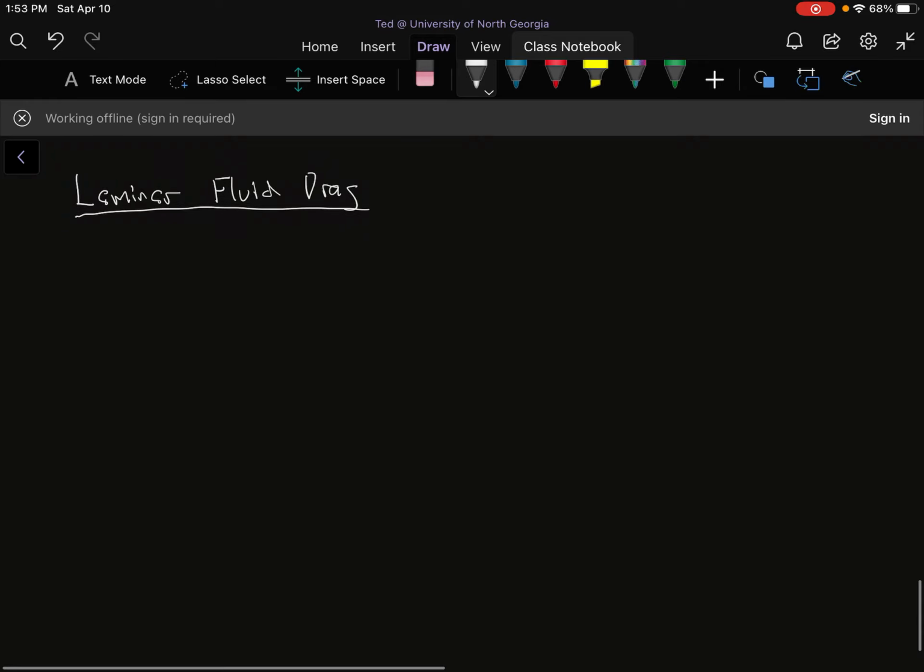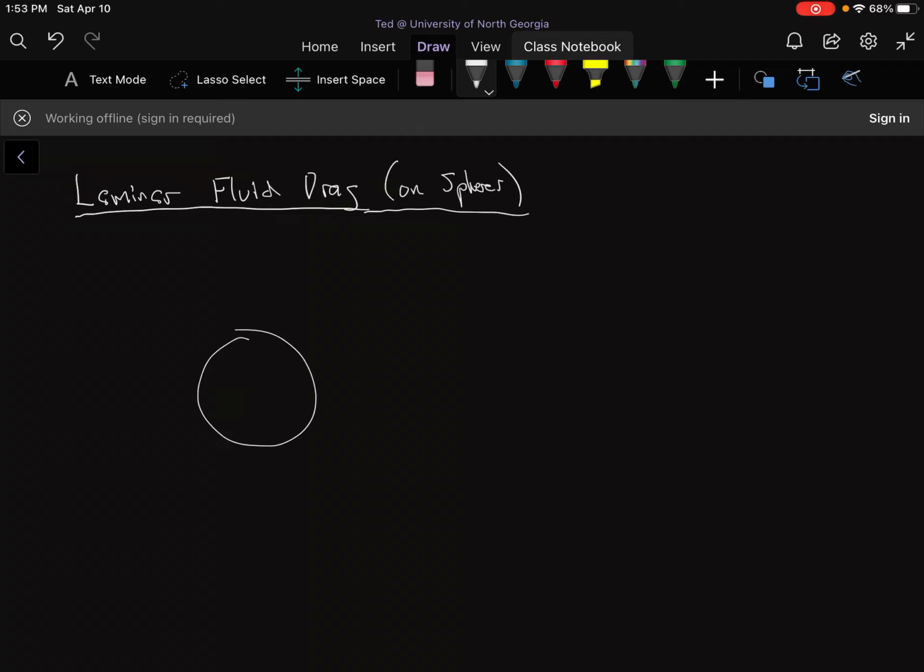All right, we're going to talk about laminar fluid drag, and really specifically on spheres. Other shapes will also have air resistance or drag if you move them through a fluid, but the formulas are more complicated, so we're going to specifically stick with spheres. So the idea here is if we have a sphere that's moving through a fluid, this could be moving through the air, or water, or honey. But if it's moving through a fluid, there's going to be a resistance force.